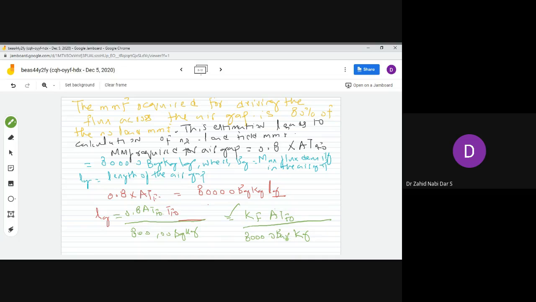So when we write the term B average, instead of 0.8 and the Bg term, it will be written in terms of Kf. So let's see one problem to understand the concept better, so that we enhance our learning of the subject.